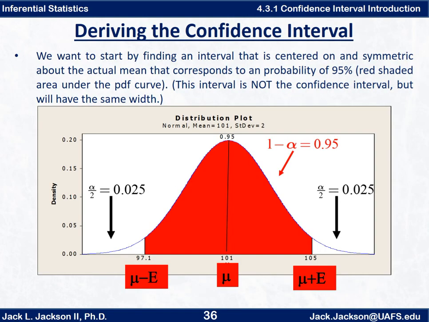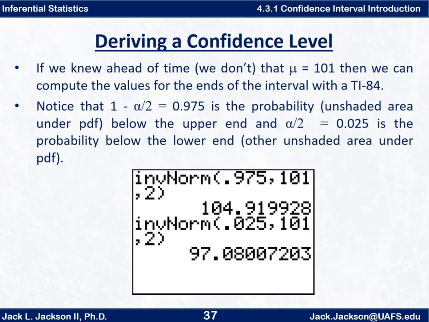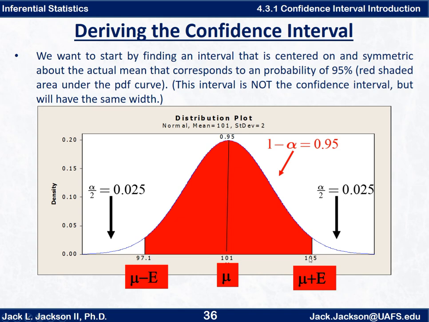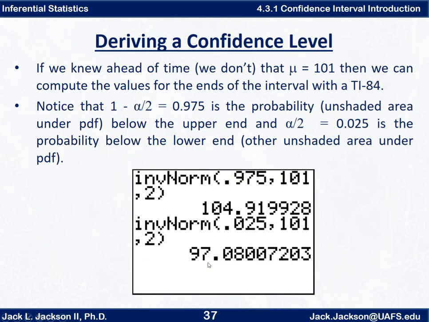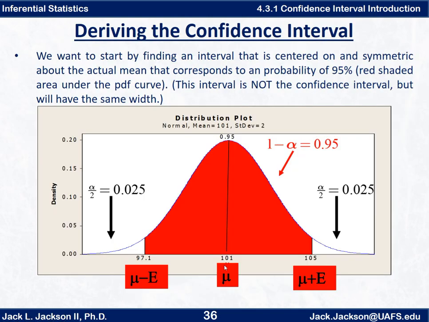Now, if we knew ahead of time the mean, which we don't, then we can compute these values here, this 105 and 97.1. We can compute those. How will we do that? I'll let you think about that a minute. Well, we know this probability here to the left, and we know to the right here is the same thing, so we know 1 minus that is the probability up here. I think we can probably go ahead and figure this one out.